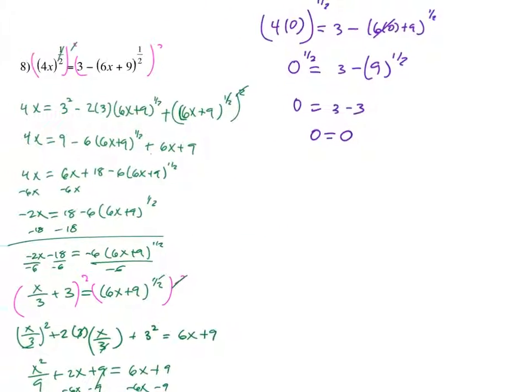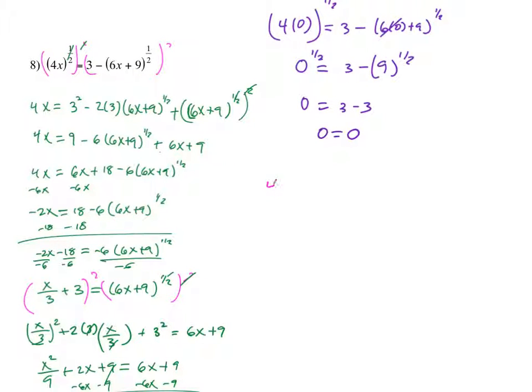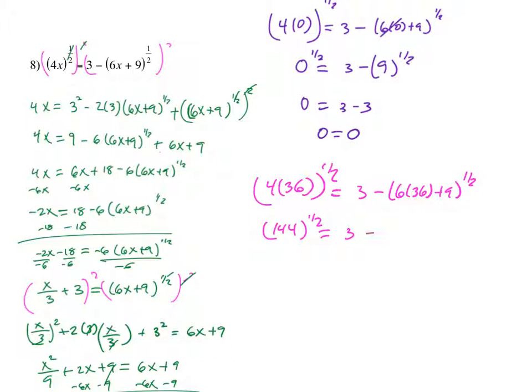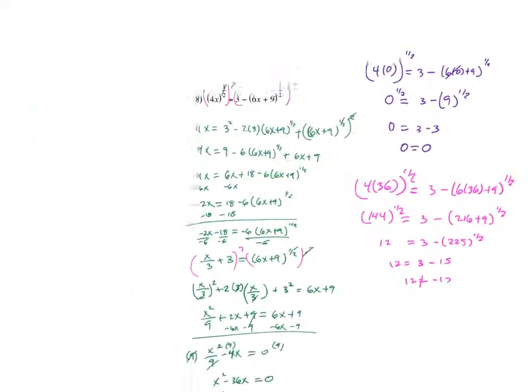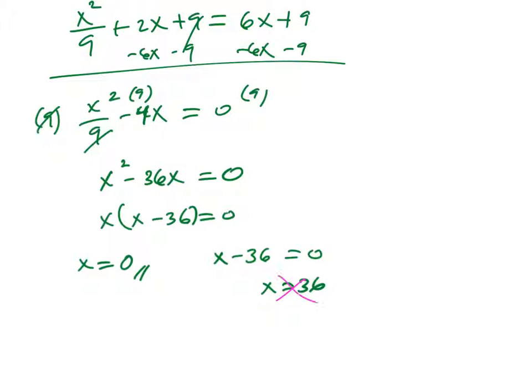Let's check the 36. So 4 times 36 to the 1/2 equals 3 minus 6 times 36 plus 9 to the 1/2. So 144 to the 1/2 equals 3 minus 216 plus 9 to the 1/2. So 12 equals 3 minus 225 to the 1/2. So 12 equals 3 minus 15. 12 does not equal negative 12. So we know again that this is not a solution.